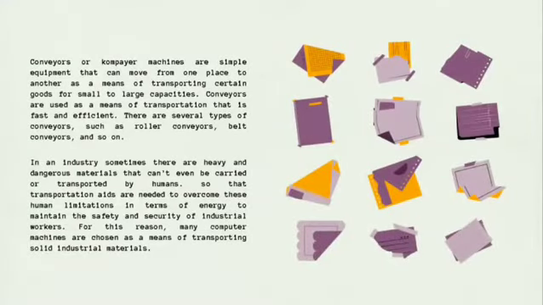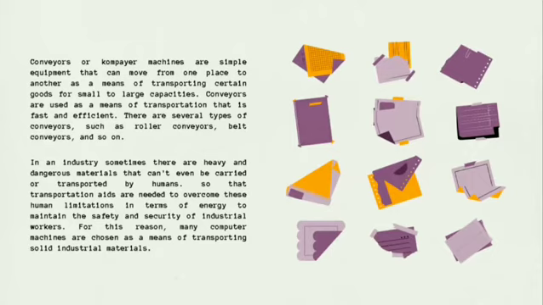Conveyors or conveying machines are simple equipment that can move from one place to another as a means of transportation, carrying goods for small to large capacities. Conveyors are used as a means of transportation that is fast and efficient. There are several types of conveyors such as roller conveyor, belt conveyor, and so on.